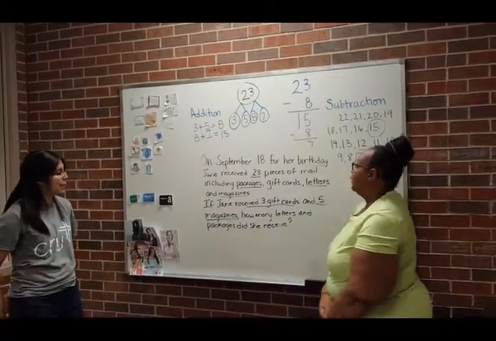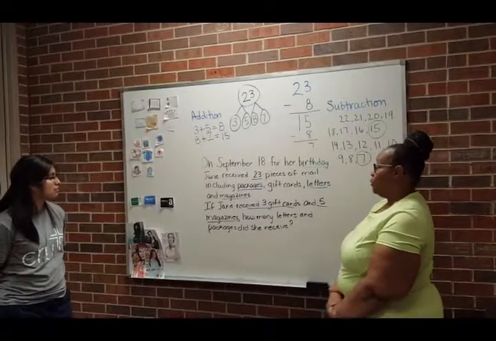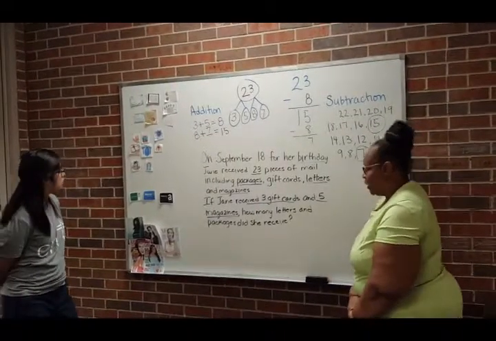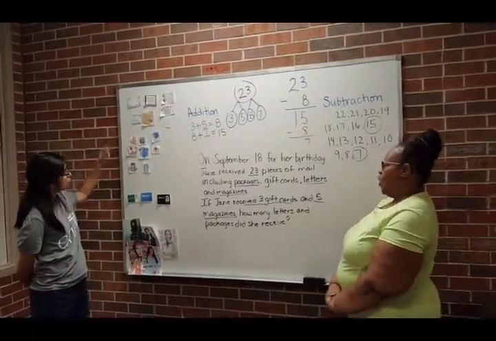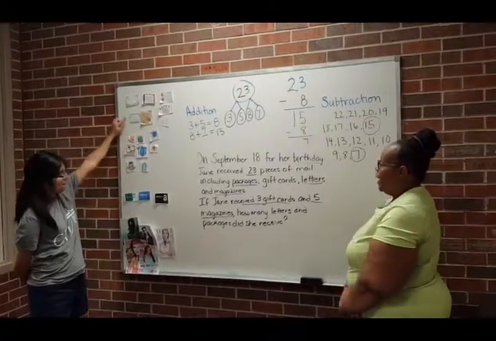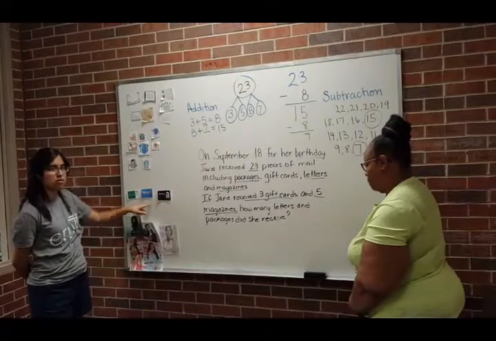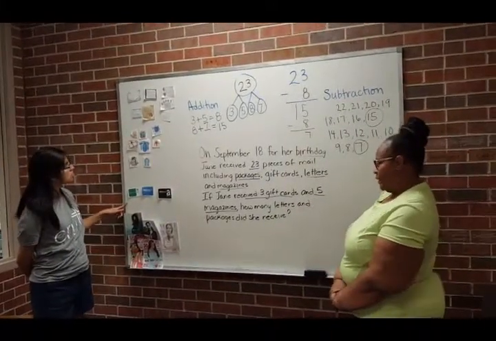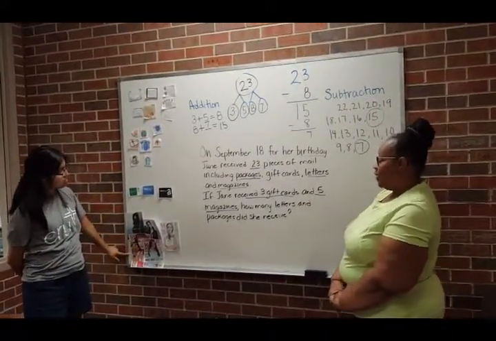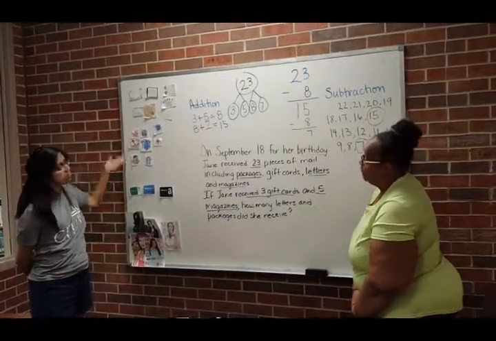On September the 18th, for her birthday, Jane received 23 pieces of mail, including packages, gift cards, letters, and magazines. If Jane received 3 gift cards and 5 magazines, how many letters and packages did she receive?